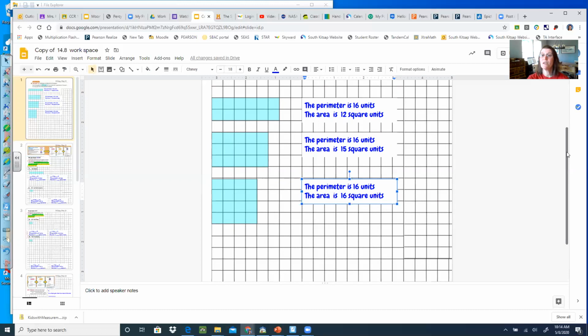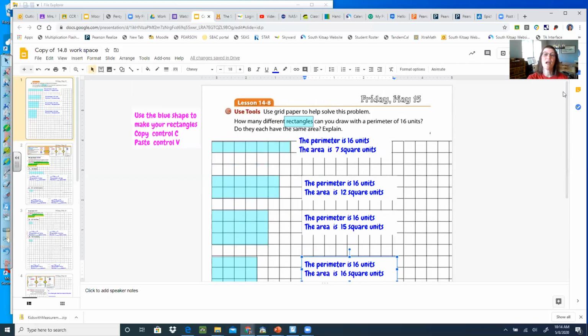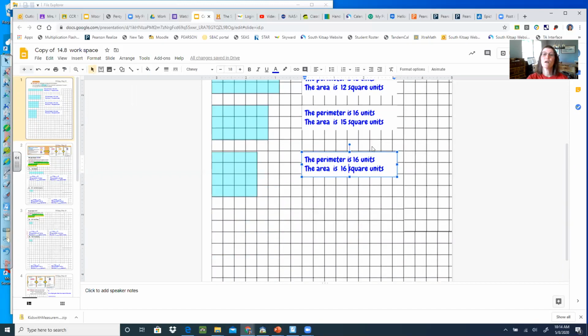So now let's go up and make sure that we've answered what they were asking. How many different rectangles can you draw with a perimeter of 16 units? How many did we draw? 4. So I'm going to type that out. Do they each have the same area? Explain. So I'm going to copy this so that I don't have to insert a brand new text box. And I'm going to type in there.